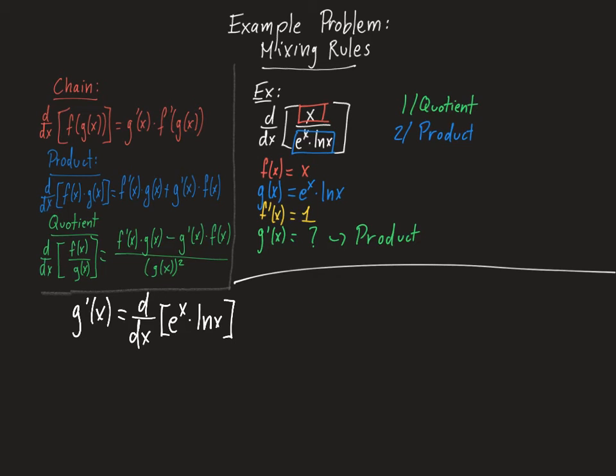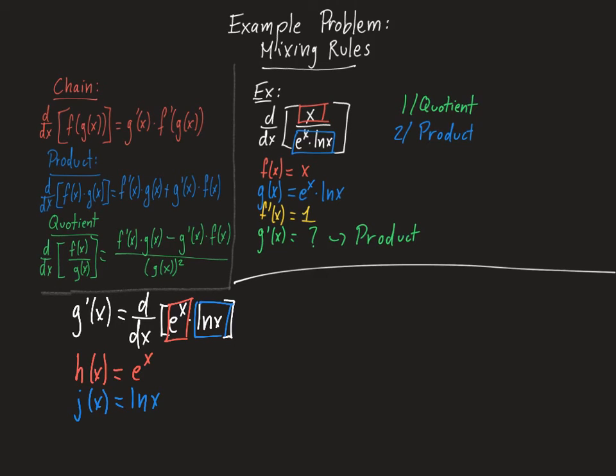Now we can see that this is a product of 2 functions. I like to do the first one in red and the second one in blue. All right, let's write these out. They need names. Let's call the first one h of x. And we're going to see that that is just e to the x. And let's call the second one j of x. And that's going to be natural log of x.